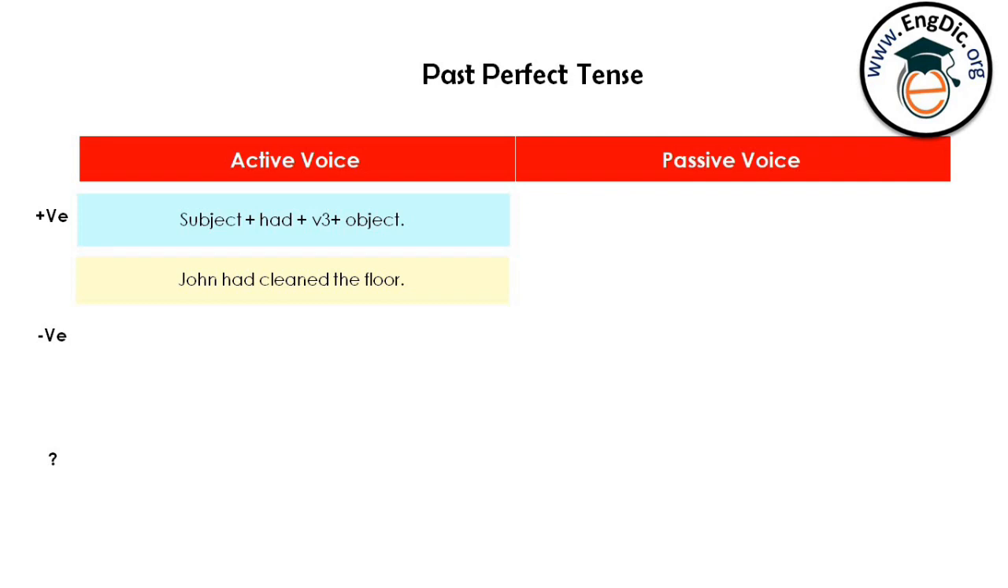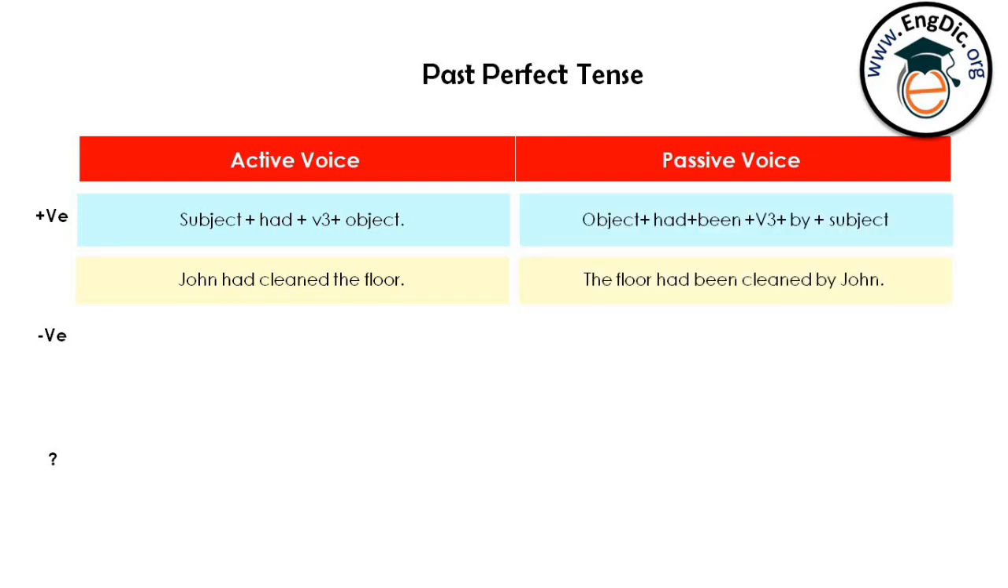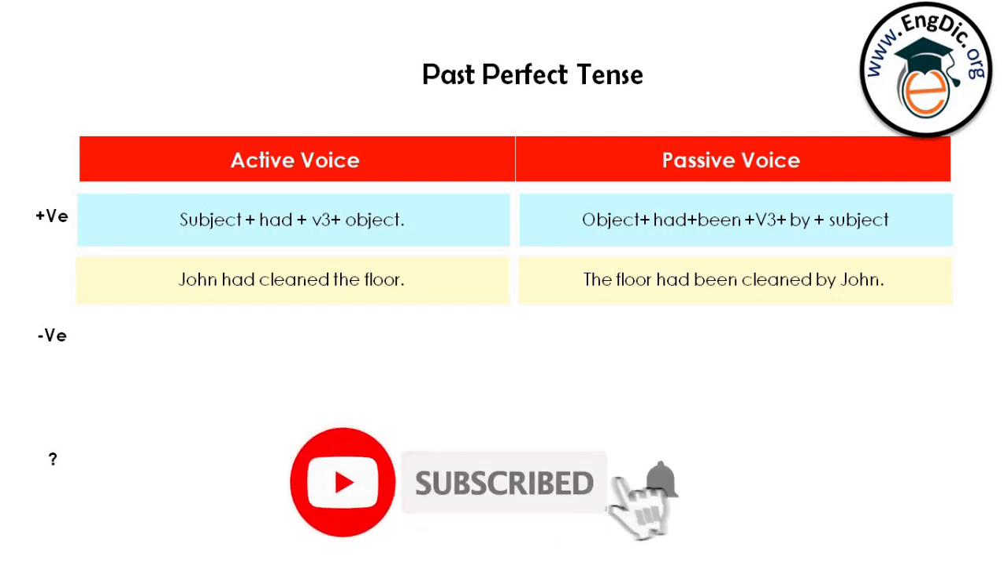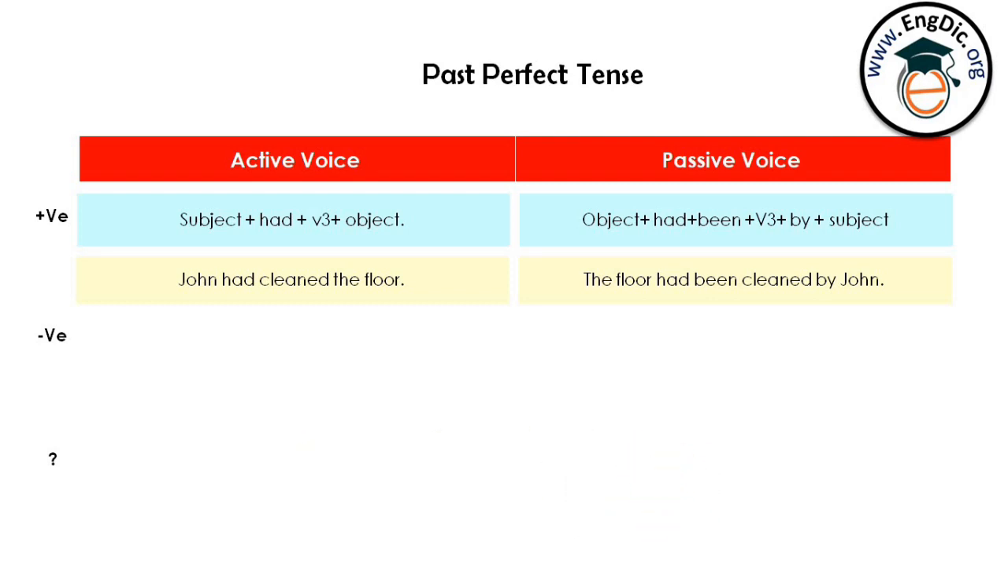The passive voice of this would be: object, had, been, third form of verb, by, and then the subject. The sentence changed to, the floor had been cleaned by John. We have put the floor, the object, at the start of the sentence, then had been, and then the third form of clean is cleaned, and then by, and then the subject, John.